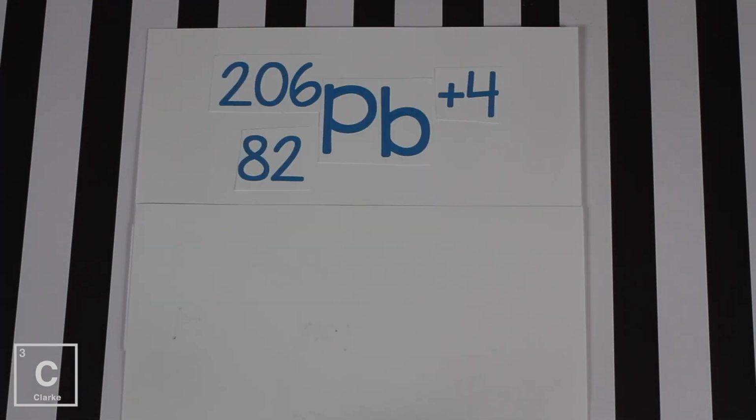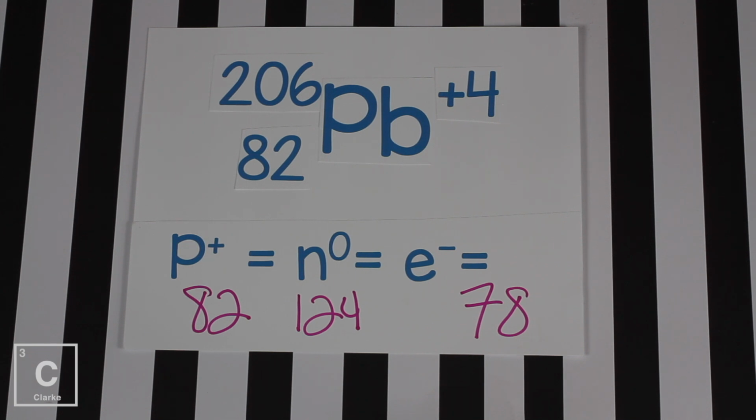This last example does have an oxidation number, Pb. This is lead. It has a mass number of 206, an atomic number of 82. Since the atomic number is 82, we've got 82 protons. If we need to figure out the number of neutrons, remember we've got to subtract. 206 minus 82 is 124. 124 neutrons. And then the electrons, we've got to look at that oxidation number. It's a +4. That means we're going to have 4 fewer electrons than protons. And if we were to take 82 minus 4, we get 78.